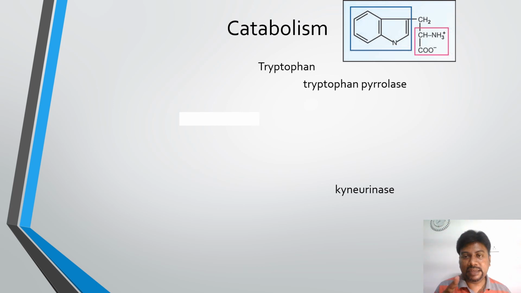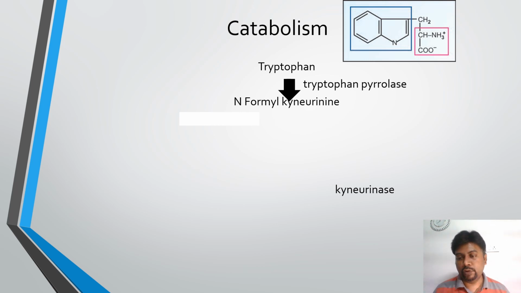When you see the indole ring, there are two rings. One is a typical benzene ring and the other one is a five-membered ring. This five-membered ring will be oxidized and broken to form a compound called N-formyl kynurenine. This is the first step in tryptophan catabolism. An iron containing tryptophan pyrrolase enzyme will act on tryptophan and convert it into N-formyl kynurenine.